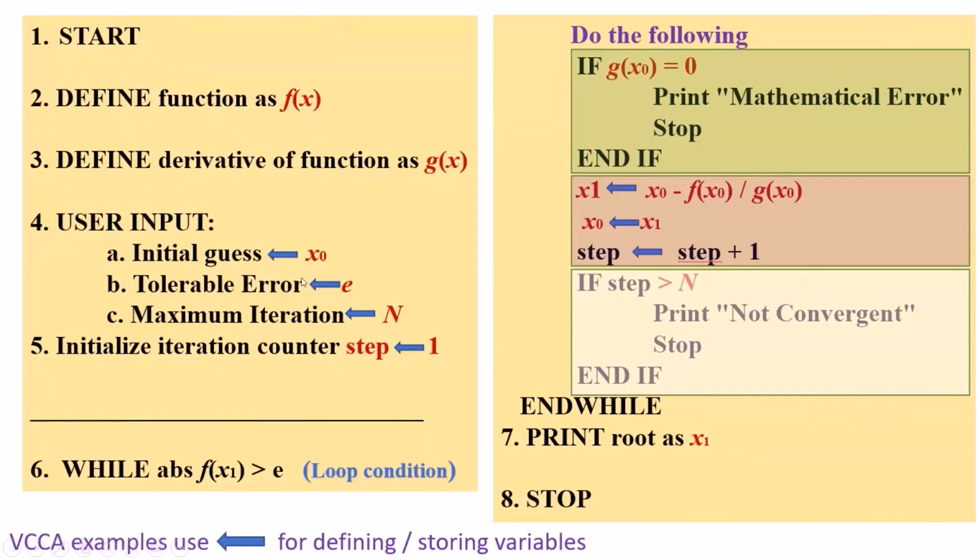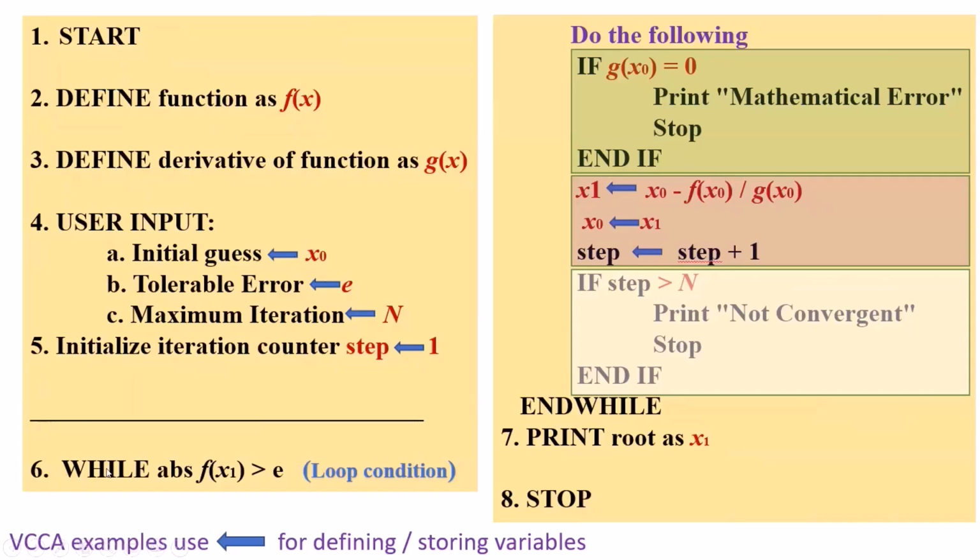Unlike the CAS, which uses the front arrow for storing, and most programming languages, which also use the front arrow or equal to sign for defining, in pseudocode they use the back arrow. And that's what VCAA examples have also got.